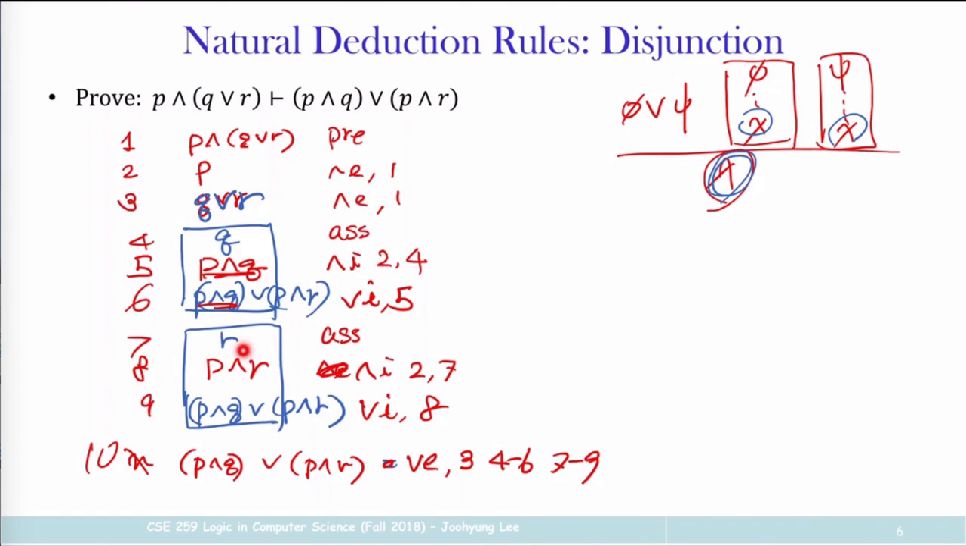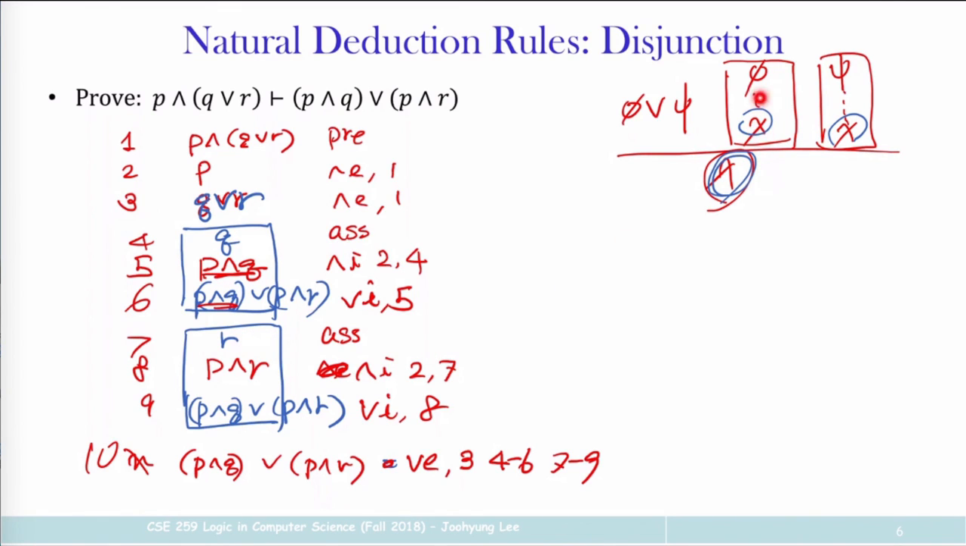Now the second case is I assume R, the same way I can derive P and R, and (P and R) with any other disjunction is also possible. So that's why we get this. And what we established so far is regardless of the assumption Q or R, we can derive the same formula, line 6, line 9, they are the same formula, which means that this formula can be outside the box. That's what it says here.